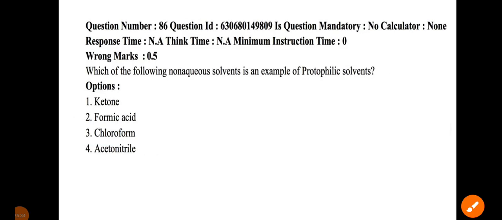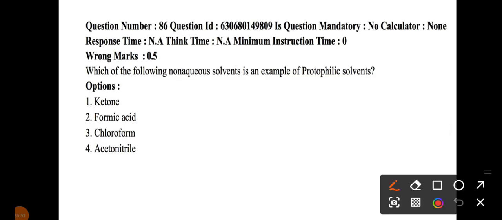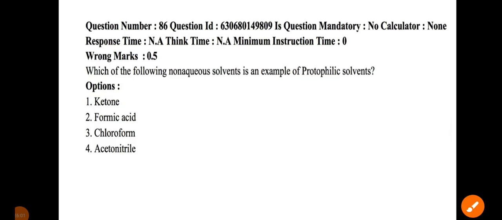Okay, the next one: which of the following non-aqueous solvents is an example of a protophilic solvent? The options are ketone, formic acid, chloroform and acetonitrile. So what is the example of a protophilic solvent over here? That is the ketone. Ketones are examples of protophilic solvents.